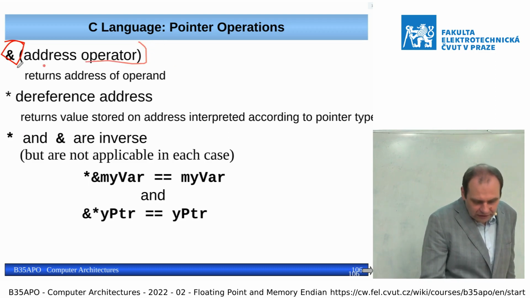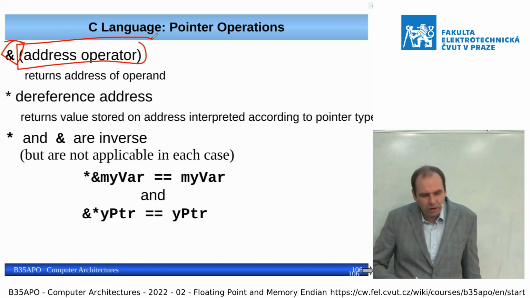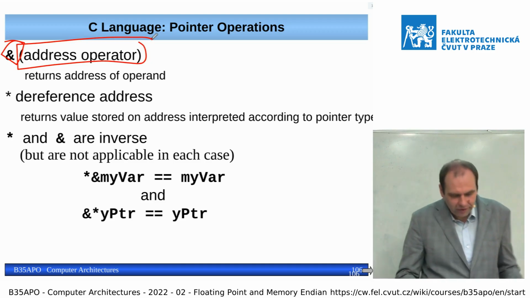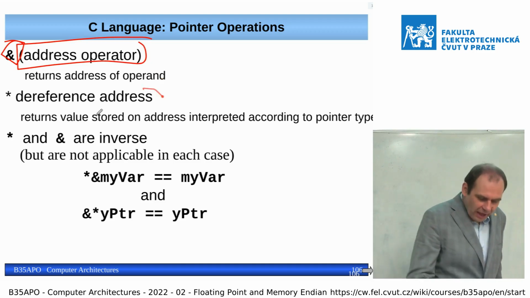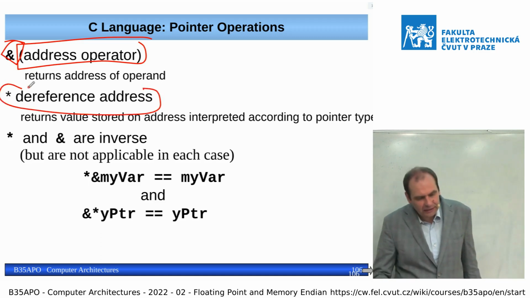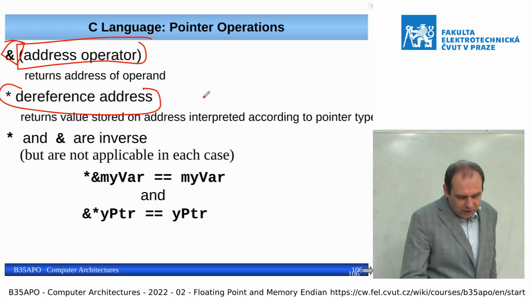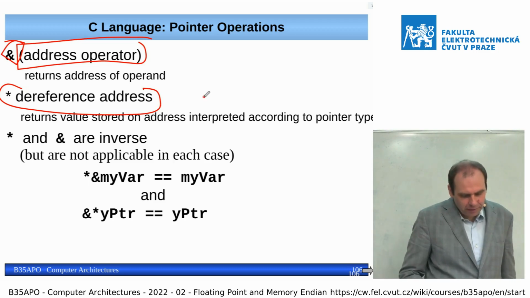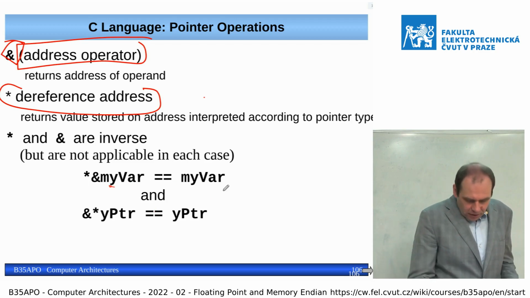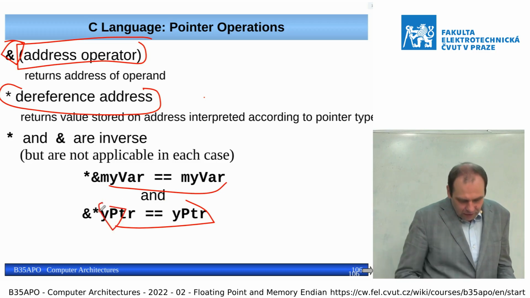operator. So in this case we get the address with ampersand of the given variable in the memory, and vice versa, with asterisk we can get the value which is at that address in the memory. So this is equivalent. This is equivalent as well if it is a pointer.